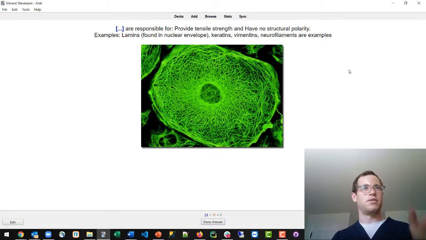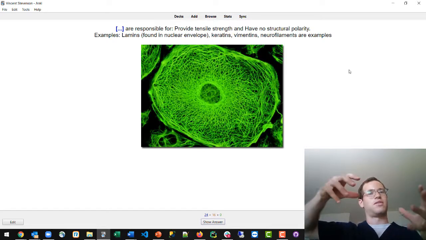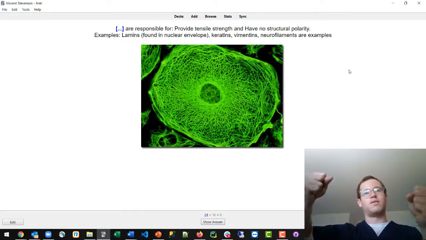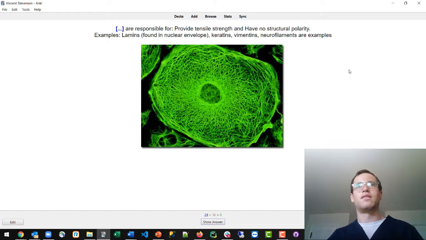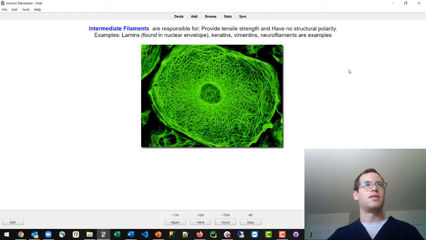And then we have these other ones, which are called the intermediate filaments. And these are what provide that tensile strength. So what helps keep that cell from being torn apart is the intermediate filaments. These have no structural polarity. And so examples of this would be the lamins, which are found in that nuclear envelope that we were talking about earlier. And we've got keratins, vimentins, and neurofilaments.